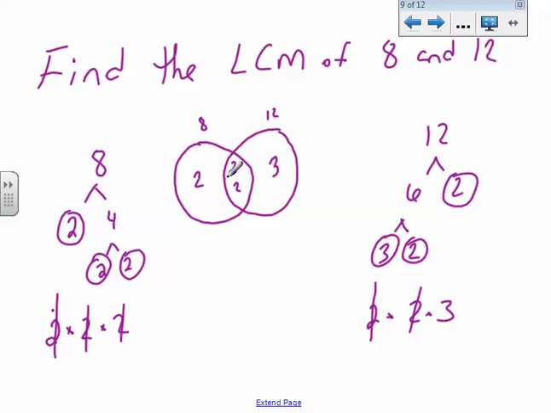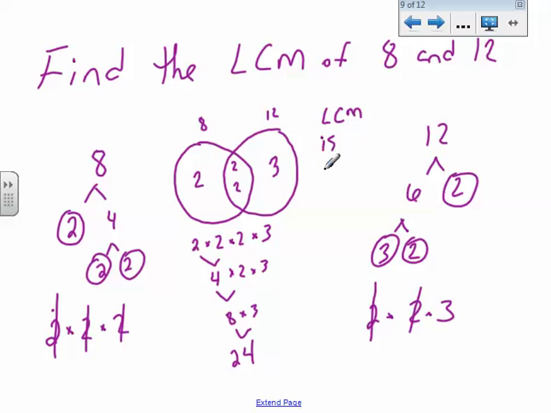Now to find the least common multiple, I'm just going to multiply all of these numbers that are in my Venn diagram. So 2 times 2 times 2 times 3. 2 times 2 is 4. 4 times 2 is 8. 8 times 3 is 24. So the LCM is 24.